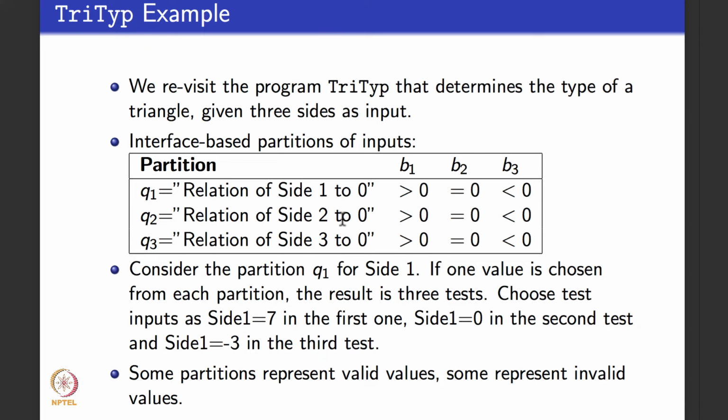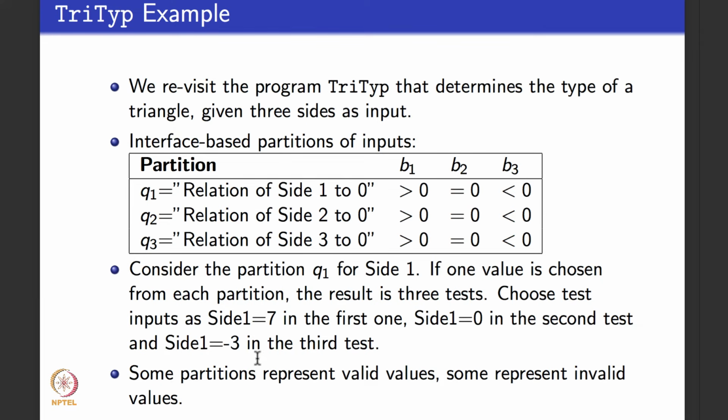The next partition could be the same thing for side 2: is the length of side 2 greater than 0, equal to 0, or less than 0? The next partition is the same for side 3. Suppose I consider partition Q1 for side 1. I choose one value from each partition, which will result in 3 tests. One for side 1 greater than 0, for example 7 or any number greater than 0. The second, side 1 equal to 0. Third, a negative number, side 1 less than 0.